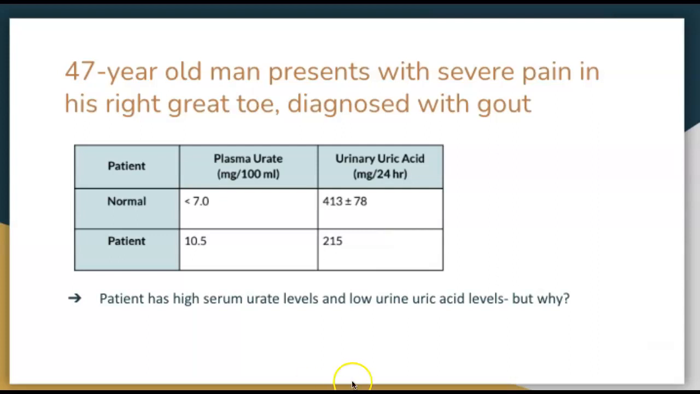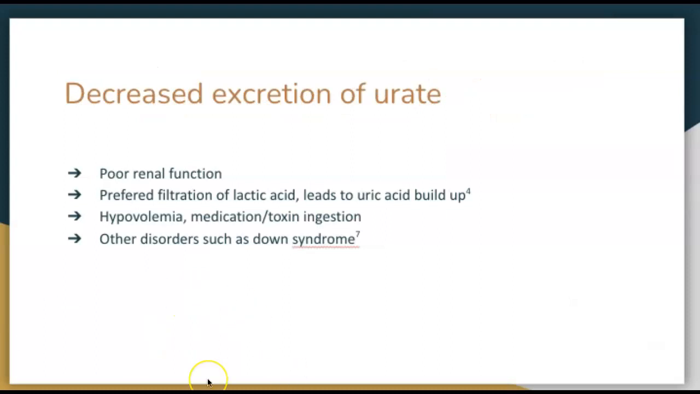All right, so then case study 3 is about a man who presents with severe pain in his great right toe. He's diagnosed with gout. His plasma urate levels are elevated and his urine uric acid levels are low. There's a couple different ways that the case study wants to discuss this. First, the possibility of how he has his gout. We're going to discuss decreased excretion of urate. If this was the case, it's usually related to poor renal function. So we see that in chronic kidney disease, poor GFR, creatinine clearance, that kind of thing.